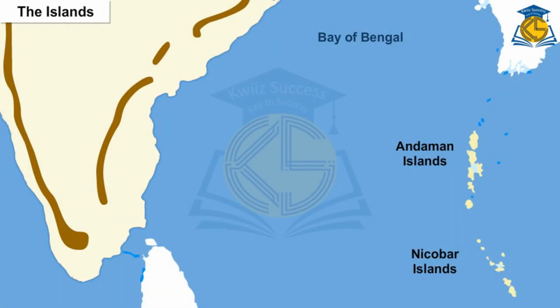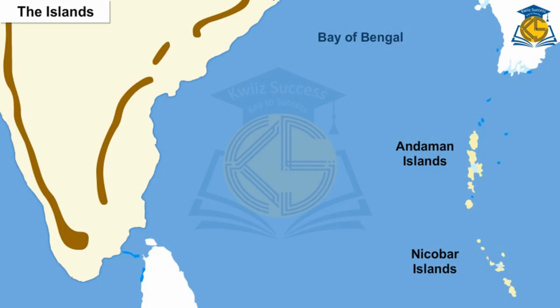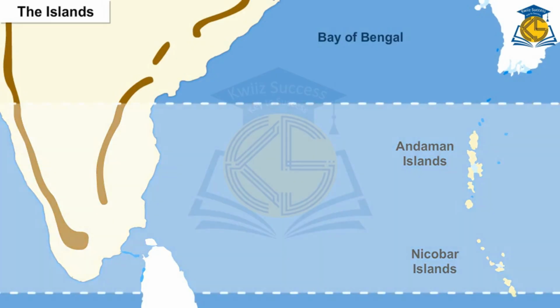Andaman and Nicobar Islands lie in the Bay of Bengal. They are larger in size and number and are more scattered. The island group is divided into Andaman in north and the Nicobar Island in the south. Since they are closer to the equator, they experience an equatorial climate.